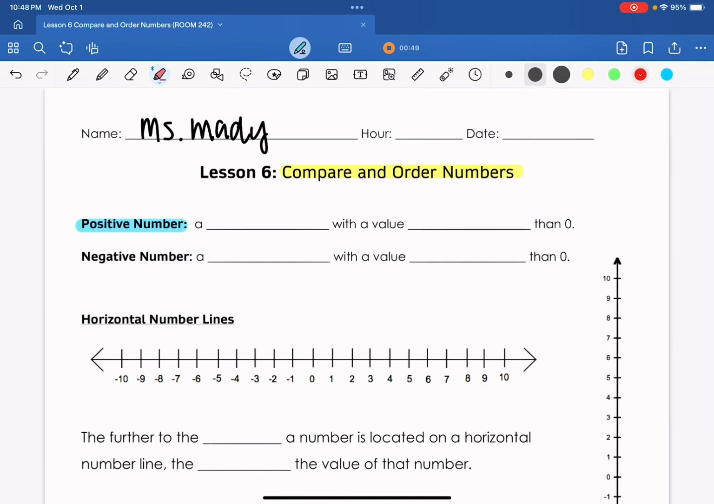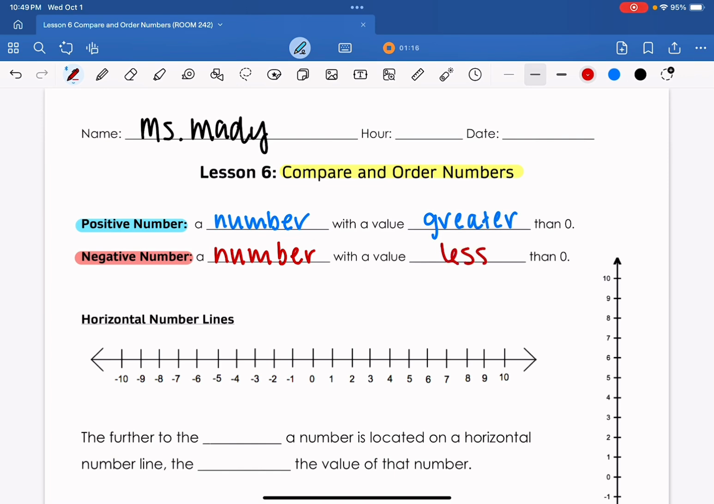So a positive number is a number with a value that is greater than 0. Right? So that means more than. A negative number is a number with a value that is less than 0. Right? We've been talking about that when we've been plotting integers on our number line. So when you go left, you're getting less. And when you go to the right, you're gaining, right? So you're getting larger or greater than.